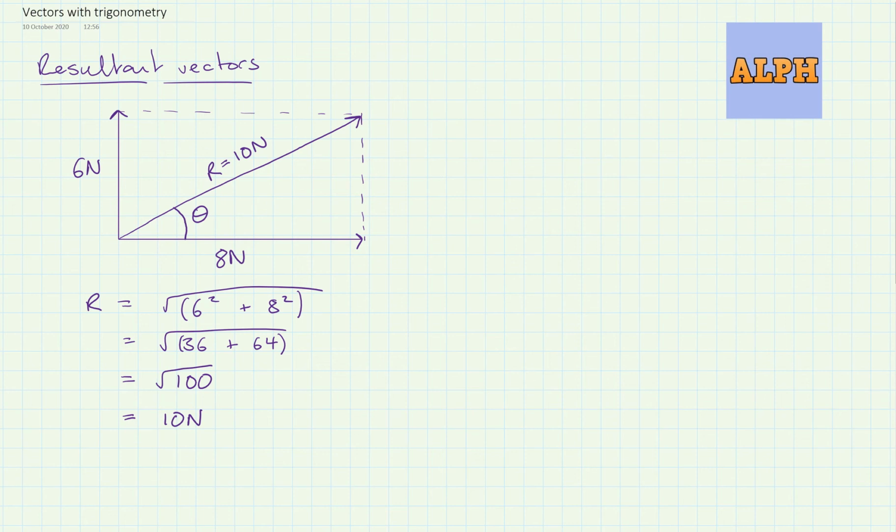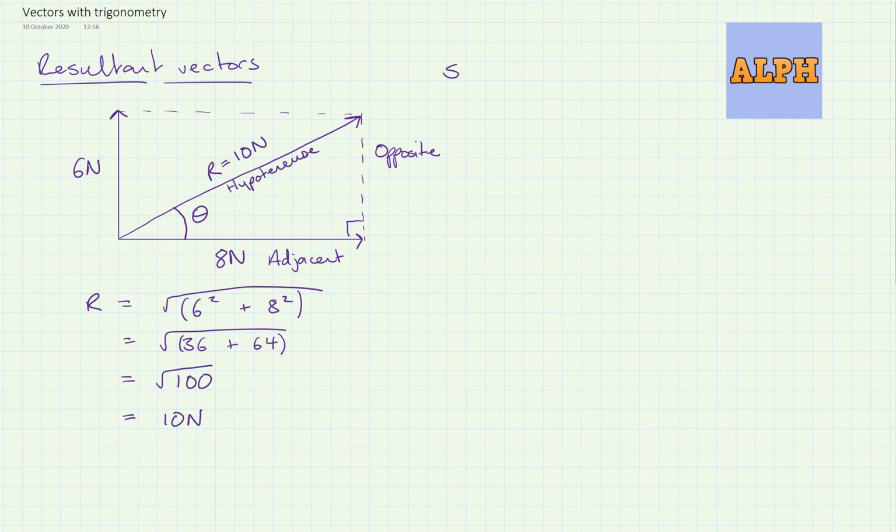So to do this, I can think of my parallelogram as a right angled triangle, with this being my opposite side, this being my adjacent side, and this being my hypotenuse. The opposite side's opposite the angle. The hypotenuse is the longest side, and the adjacent side is the side which touches the angle. So we're going to use SOHCAHTOA.